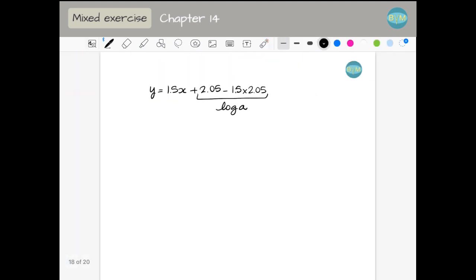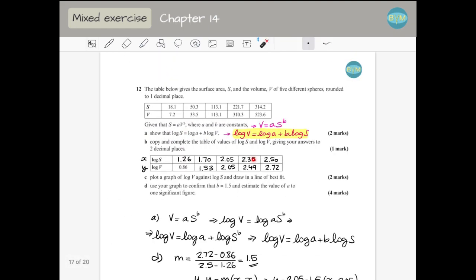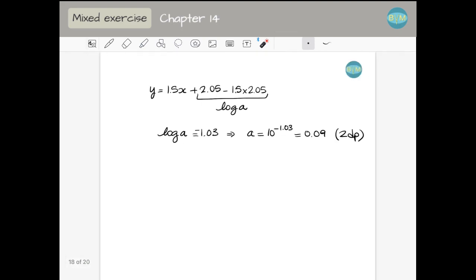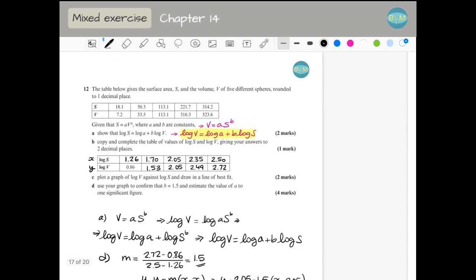And this value here is minus 1.03, so I can say that log A is minus 1.03, and that means that A is 10 to the power of minus 1.03, which is 0.0933 something. I'm going to round to 2 decimal places, because they asked me to round to one significant figure. One significant figure is anyway the same. I didn't read that. And that's all with this question.